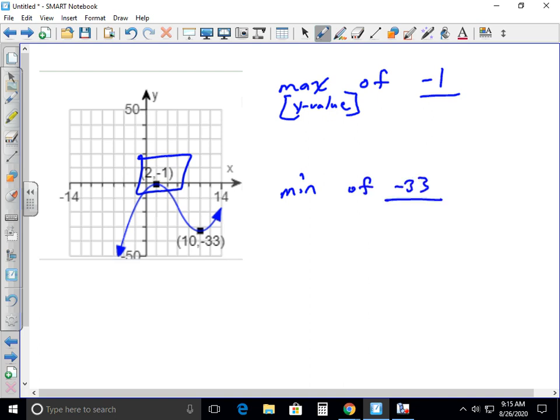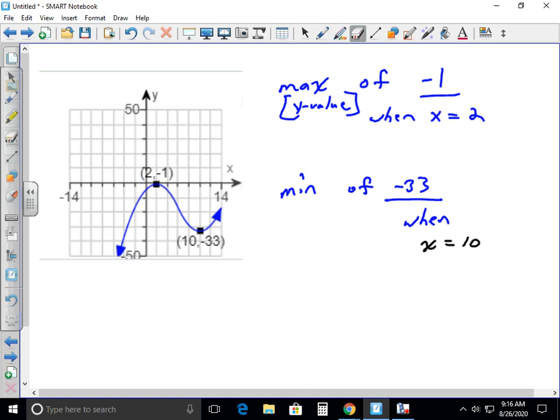Now, often I need to know at what x value does that occur. So we have a maximum of -1 when x is 2, and we have a minimum of -33 when x is 10. Notice we said relative max and relative min because there are lower points on the graph, but in this area there's nothing lower. This graph keeps on going up, so this is not the highest point forever, but in this section it's the highest point. So that's the maximum and minimums.